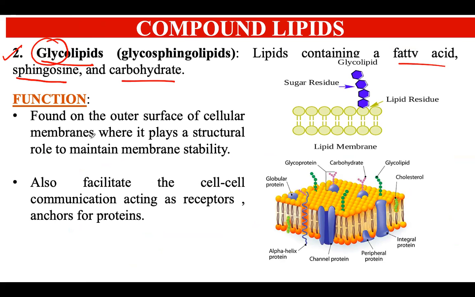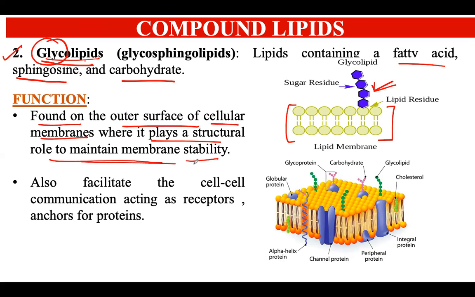Now, what is the function of this glycolipid? Glycolipids are found on the outer surface of the cellular membrane, where they play a structural role to maintain the membrane stability. The phospholipids that we just discussed are the major constituents of the lipid cell membrane. On the outer surface, there are certain sugar residues present in the form of glycolipids, and they are responsible for maintaining the membrane stability. Also, these glycolipids facilitate cell-cell communication because they act as receptors, or you can say anchors, for the proteins. So they are important for communication between the cells.